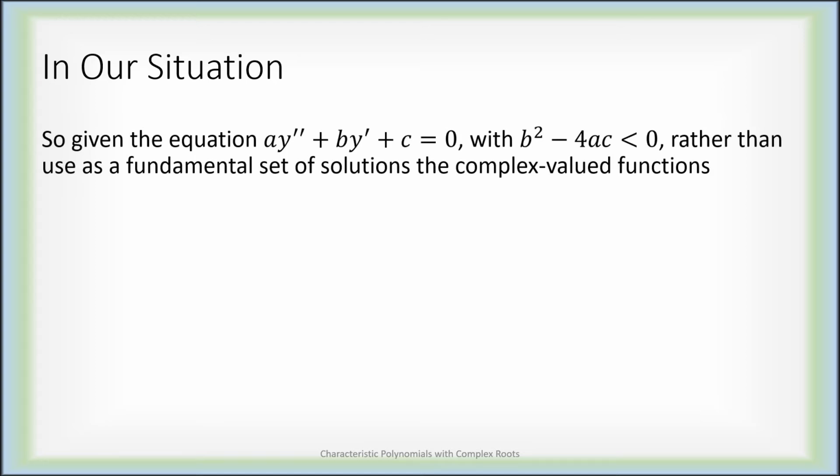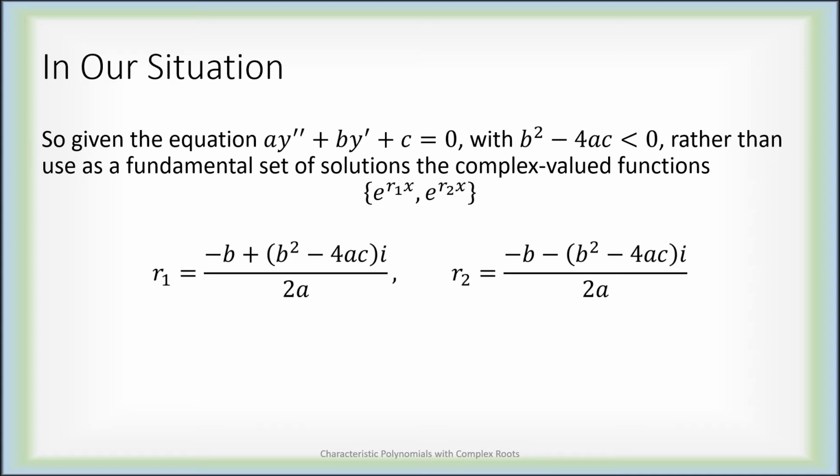Let's now see how to apply all of that to our situation. It would be nice, however, to refresh what our situation actually is. We have the homogeneous linear second-order differential equation with constant coefficients, and we assume that the characteristic polynomial has complex roots, in which case we could make a fundamental set of solutions using these two exponentials, where r1 and r2 are the two complex roots of the characteristic polynomial.